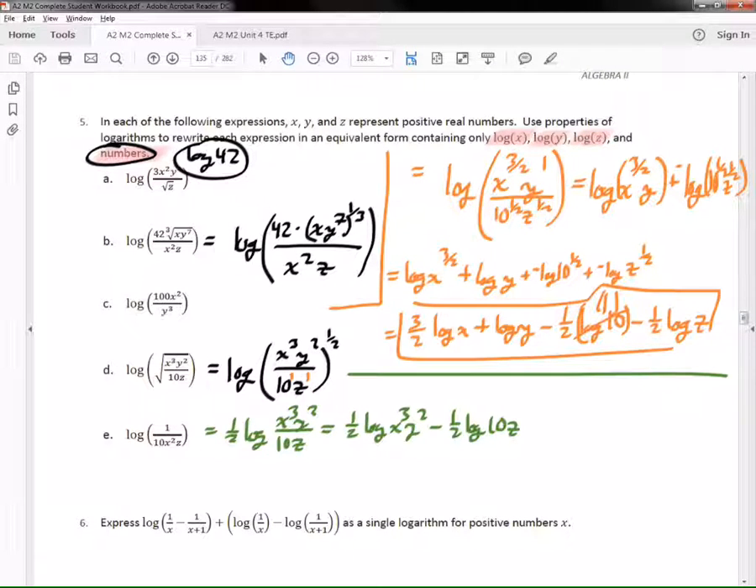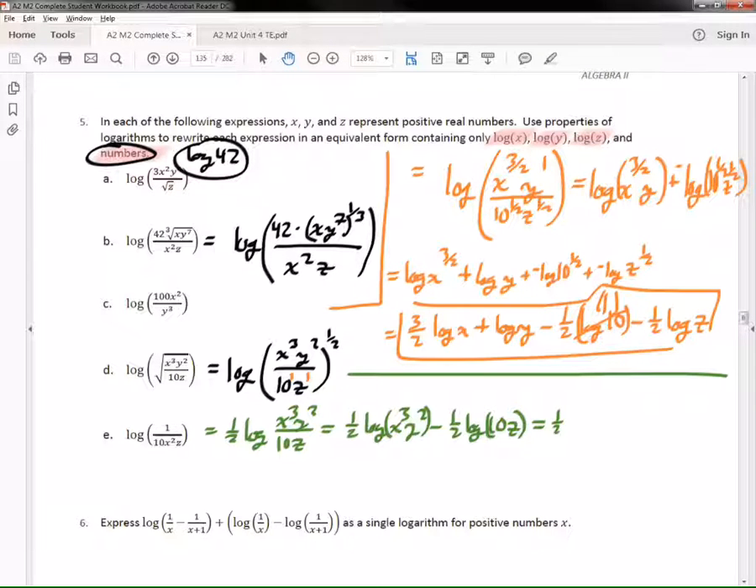Okay, let's see what we got here. We have this stuff inside of a log and this stuff inside of a log. Can we split those up? Heck yeah. You just got to remember, this 1/2 is going to stay with that log, and this negative 1/2 is going to stay with that log when you split it up. So this multiplication right now is going to split up with an addition, 2 logs.